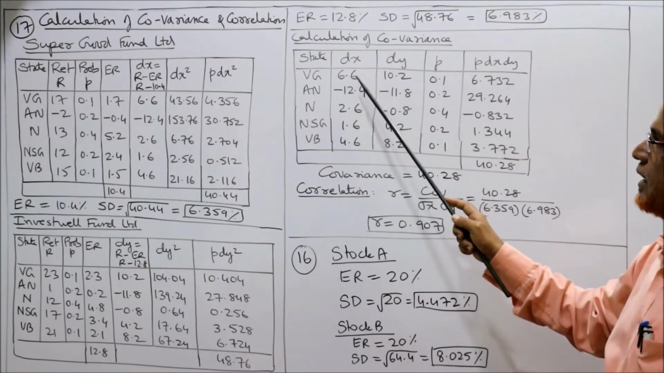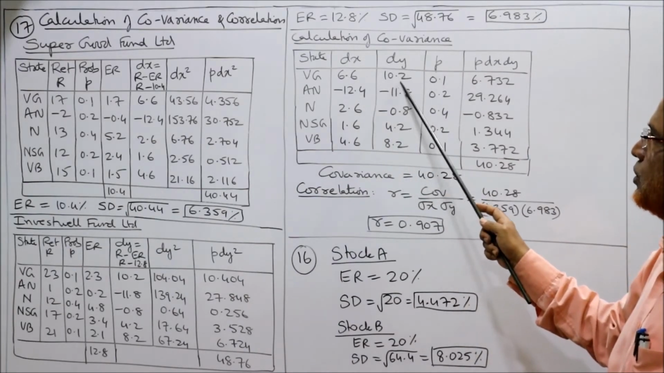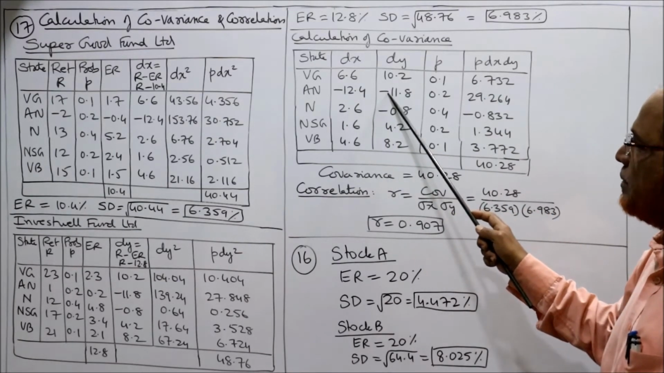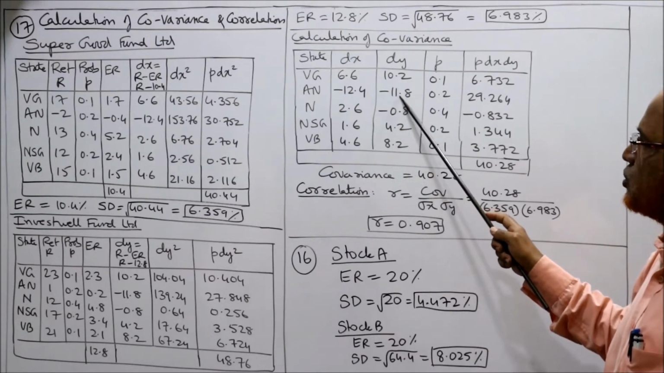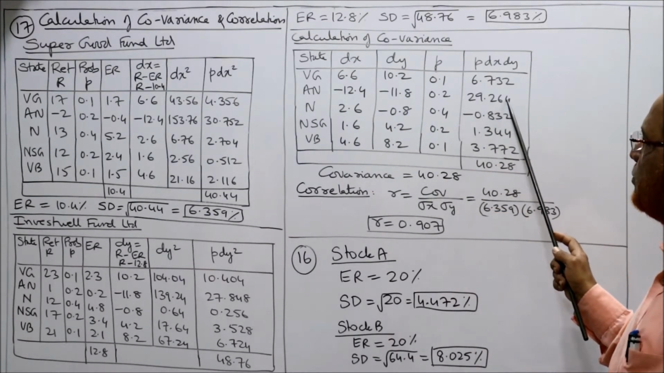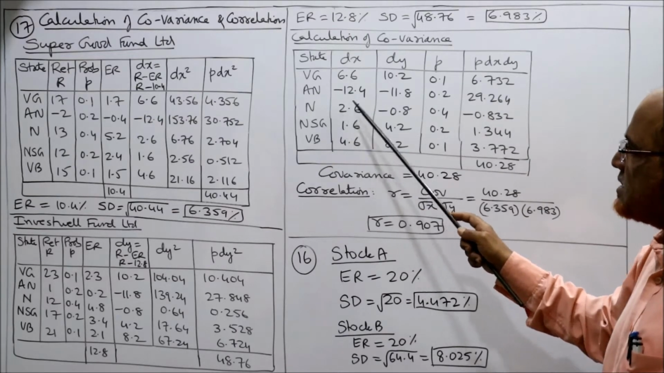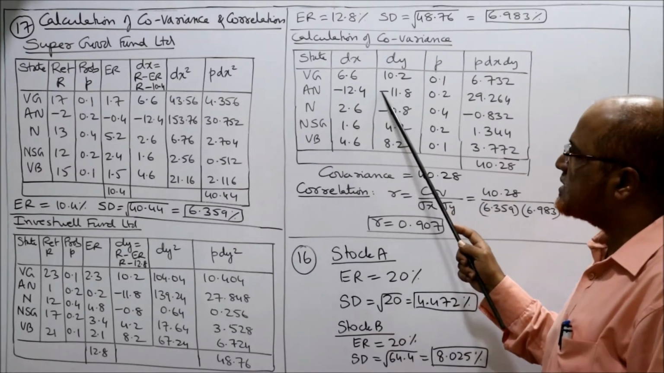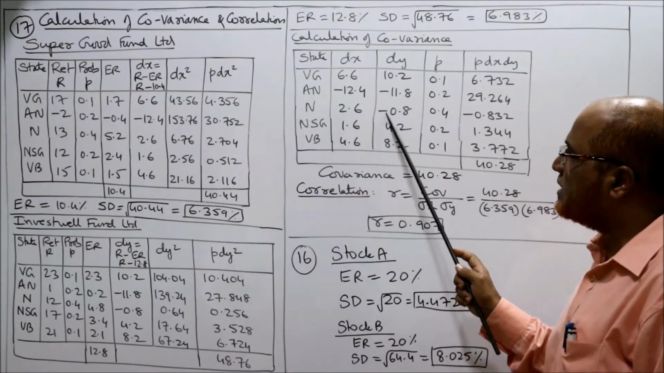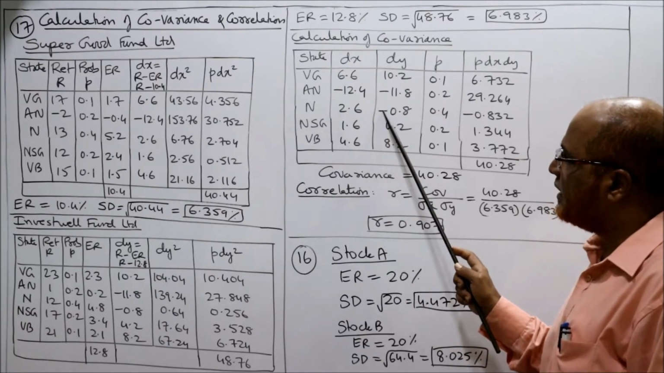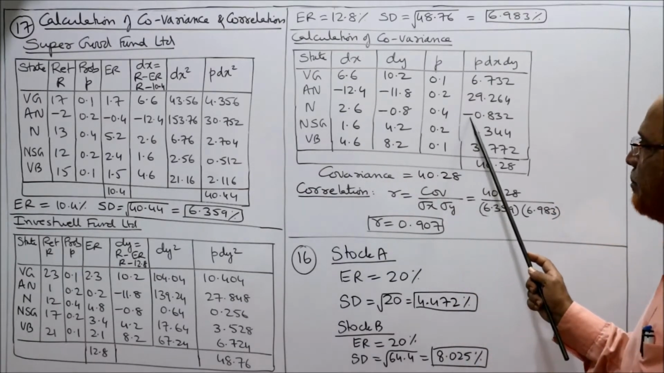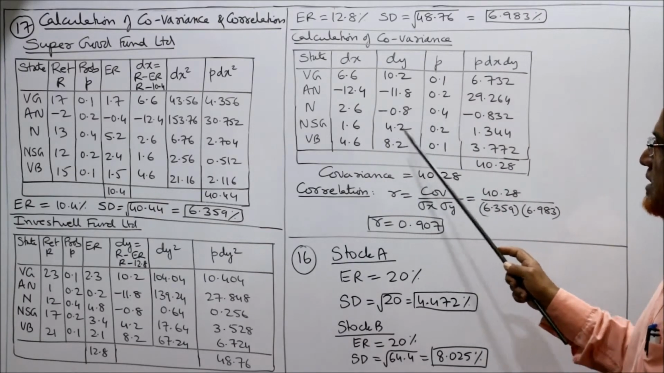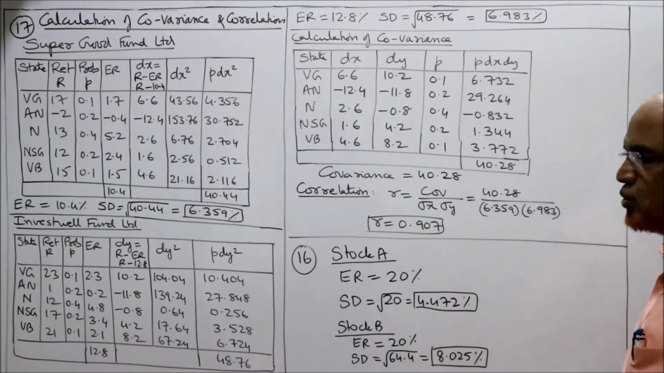We multiply these three: 6.6 into 10.2 into 0.1, you'll get 6.732. Multiply, minus into minus will become plus. So 12.4 into 11.8 into 0.2, 29.264. Here you can see plus into minus, minus into plus. Here I multiplied minus into minus and it became plus, but here there is only one minus, so plus into minus will be minus, minus into plus will be minus. So ultimately you will get minus here. 2.6 into 0.8 into 0.4, you will get this one. Then multiply these three, and the total is 40.8.